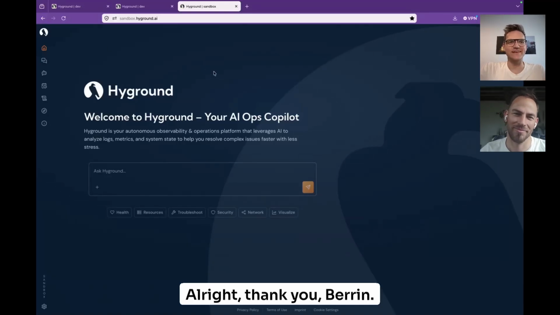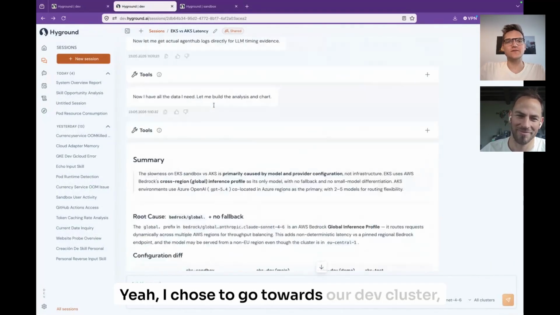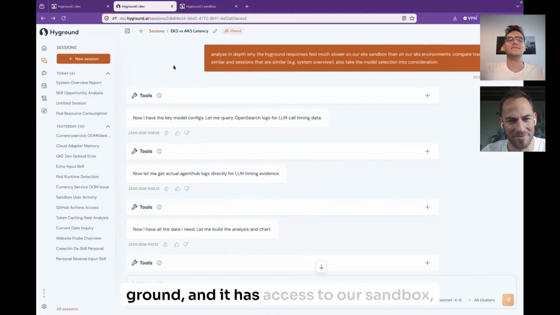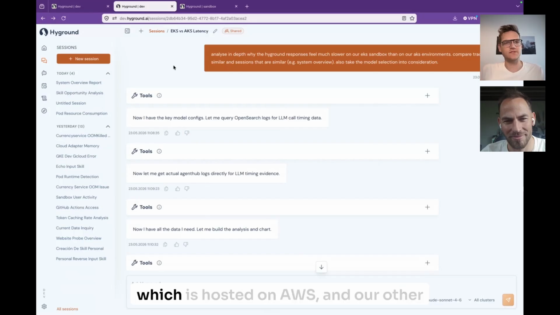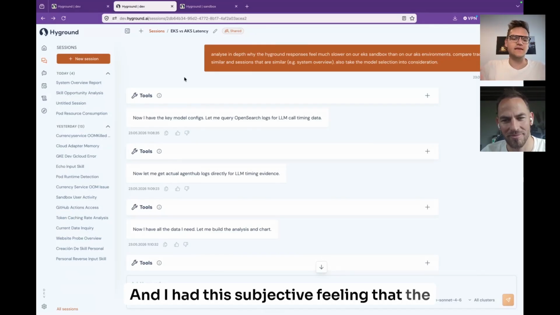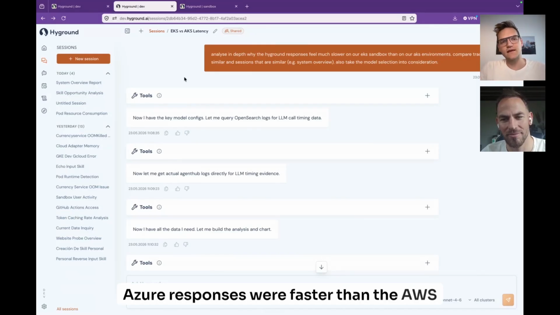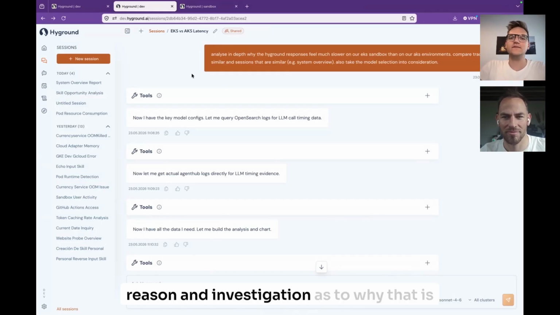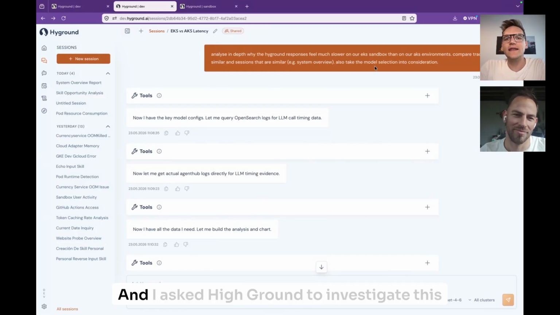All right, thank you, Beren. Yeah, I chose to go towards our dev cluster, which is a multi-cluster setup for Hyground, and it has access to our sandbox, which is hosted on AWS, and our other clusters, which are hosted on Azure. And I had this subjective feeling that the Azure responses were faster than the AWS ones, but I wanted to have proof and maybe a reason and investigation as to why that is the case. And I asked Hyground to investigate this in depth.